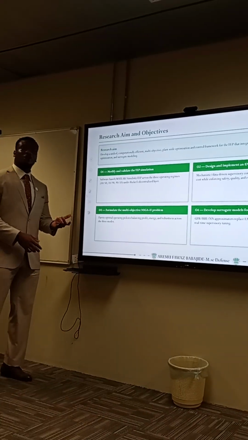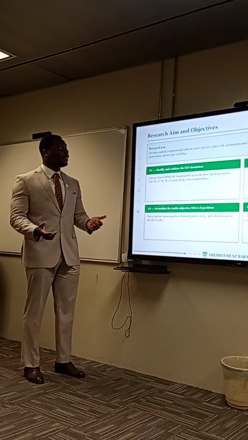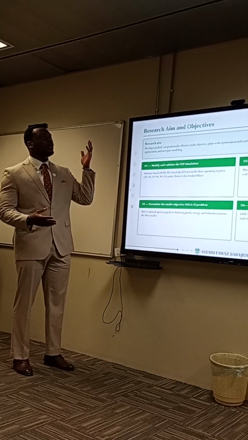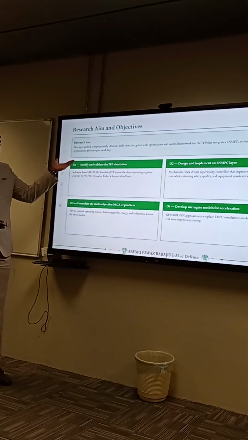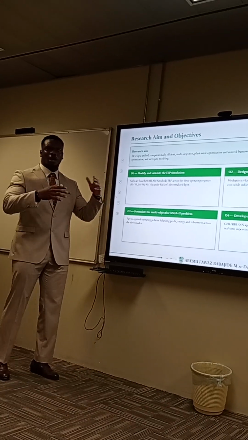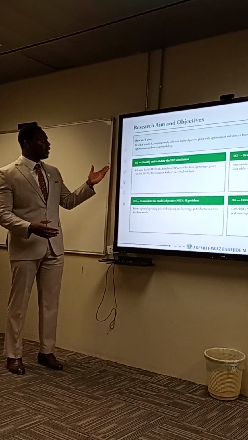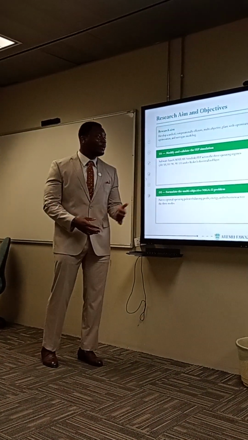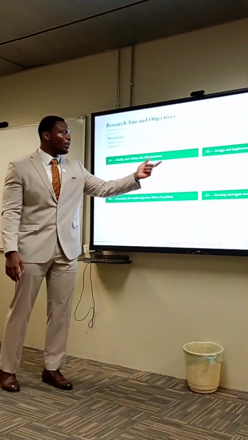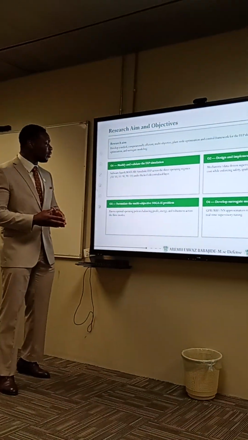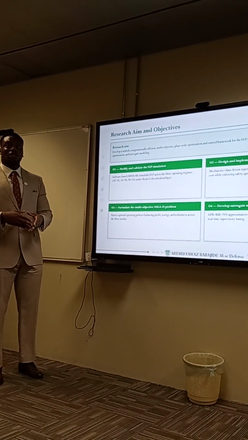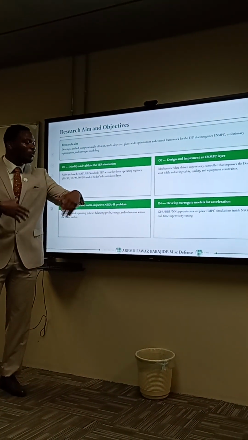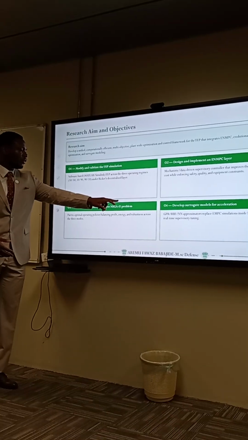So the research aim is pretty simple: develop a unified, computationally efficient multi-objective plant-wide optimization and control framework for the TEP process that integrates EMPC and evolutionary optimization with surrogate modeling. It's a pretty large one. And then we divided it: the first objective is to modify and validate the TEP simulation, which we've done; design and implement the EMPC layer, which is the current phase we are in; formulate the multi-objective problem, which is the phase we are about to proceed into; and develop the surrogate model, which is for the modification of that.